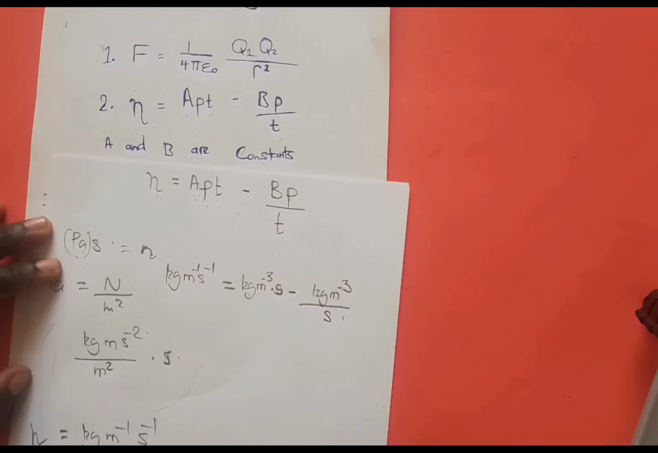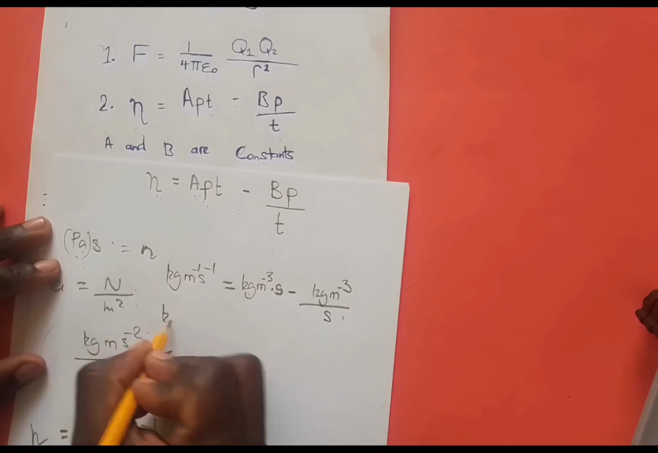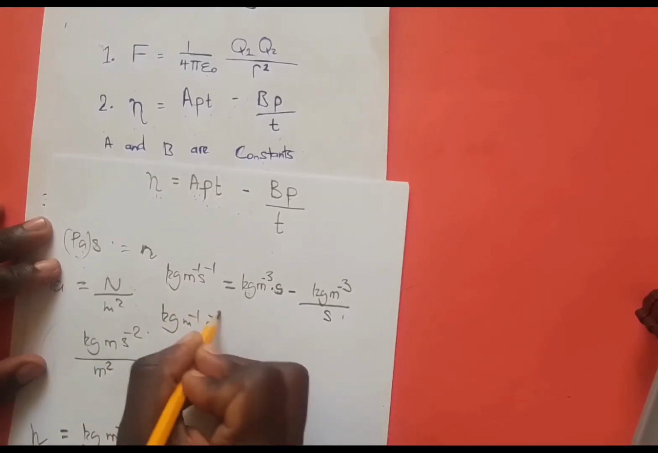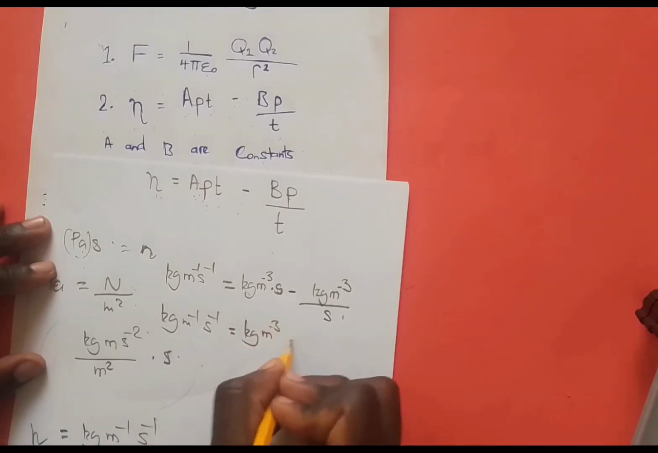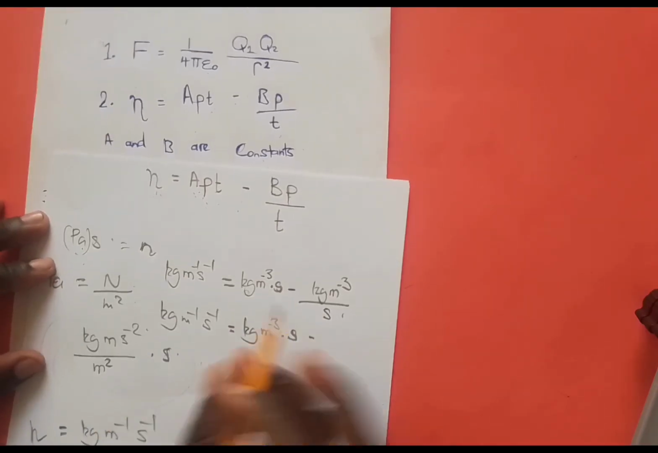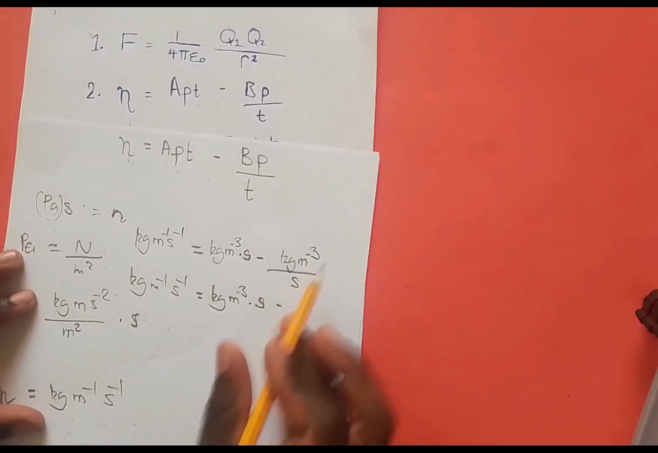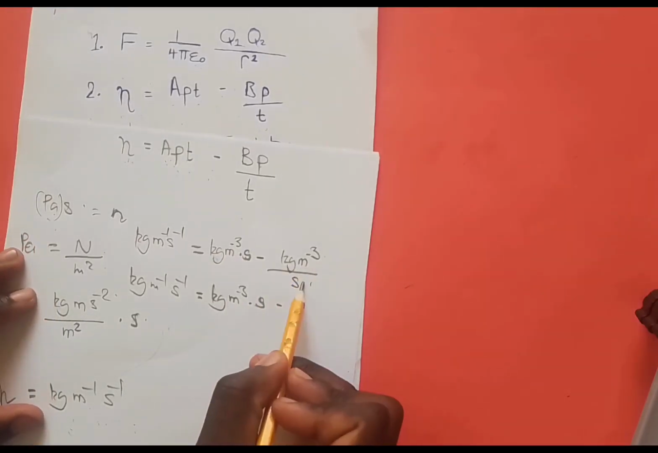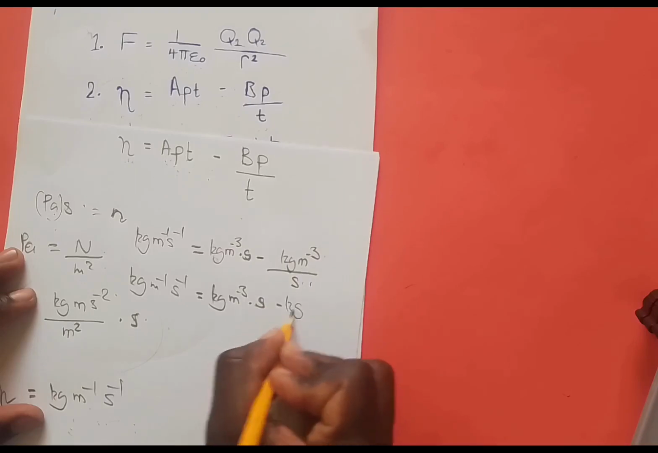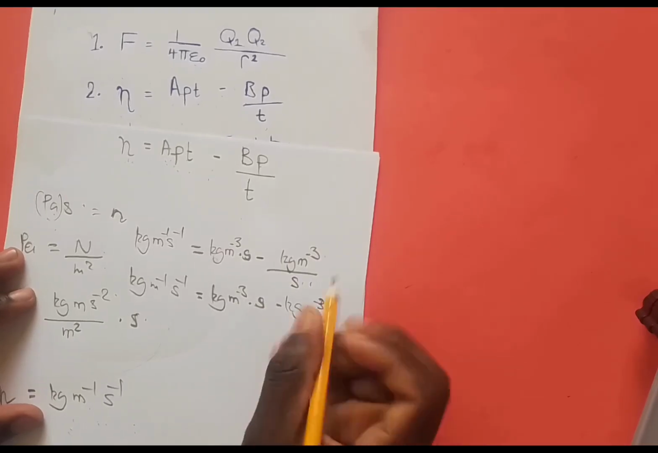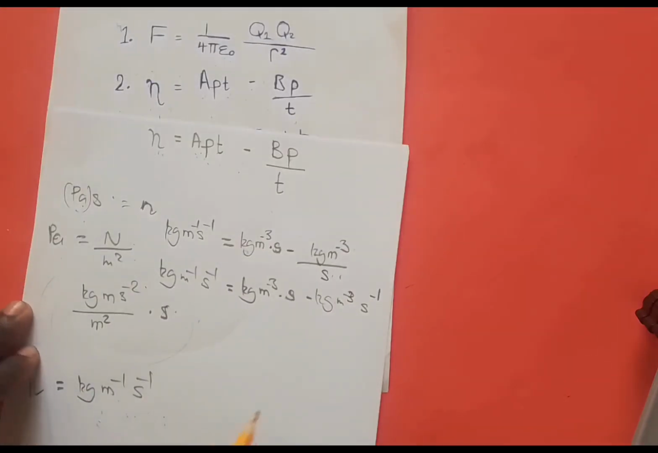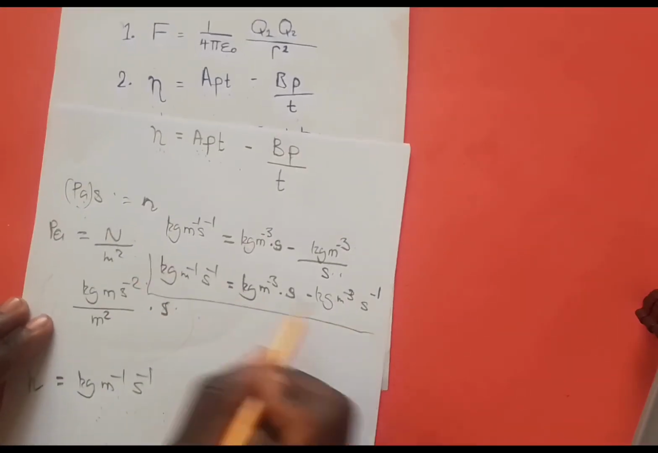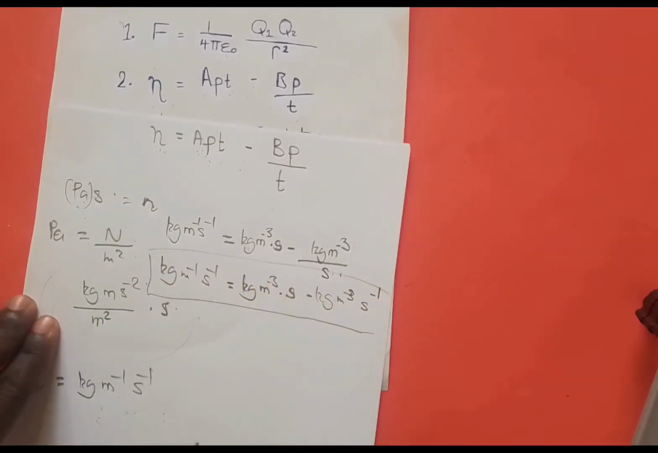So we are at this point in the expression. Further simplification: kg per meter per second equals kg per cubic meter seconds, minus kg per cubic meter over S. This expression is the same as kg per cubic meter per second, right?